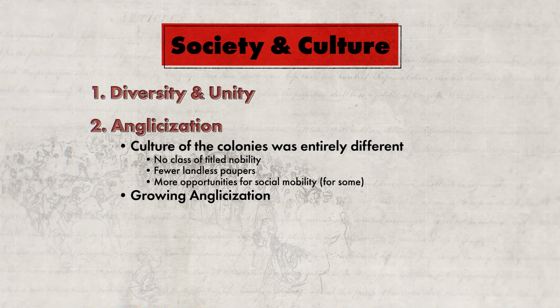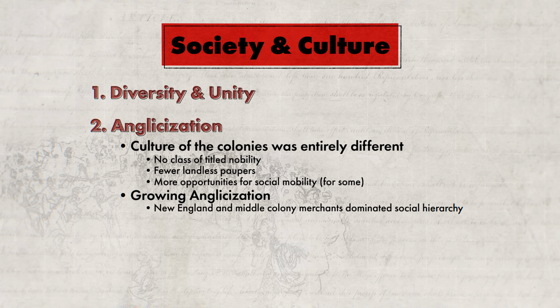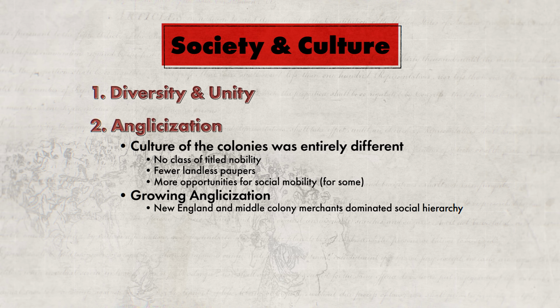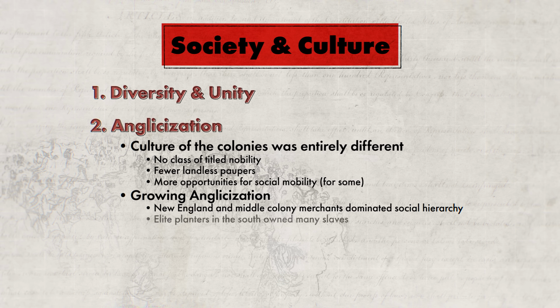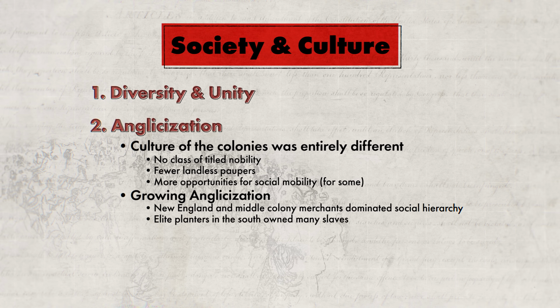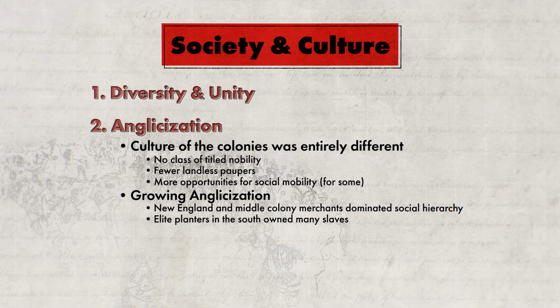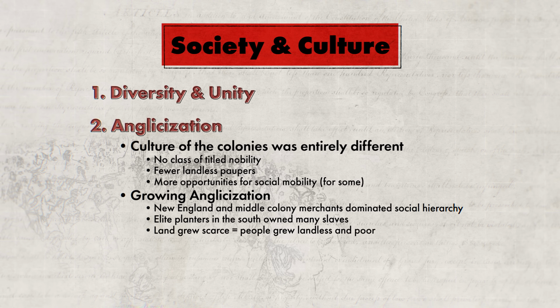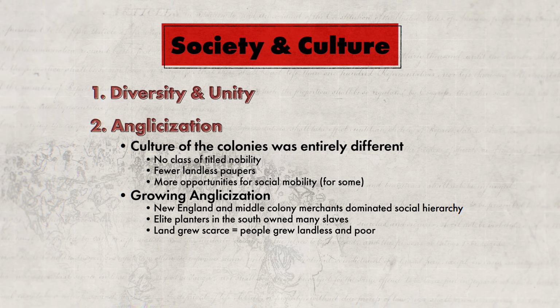However, by the end of this period, the American colonies were showing signs of resembling British culture more and more. For example, a class of merchants in the New England and Middle colonies had become so rich that they began to look like the English nobility in their customs and their dominance of the social hierarchy. And their counterparts in the South were the handful of elite planters that were wealthy enough to own many enslaved people and thus dominate local politics. And then, as land grew more scarce, more people at the bottom of the hierarchy became landless and poor. And I don't know about you, but that's starting to sound pretty British to me.